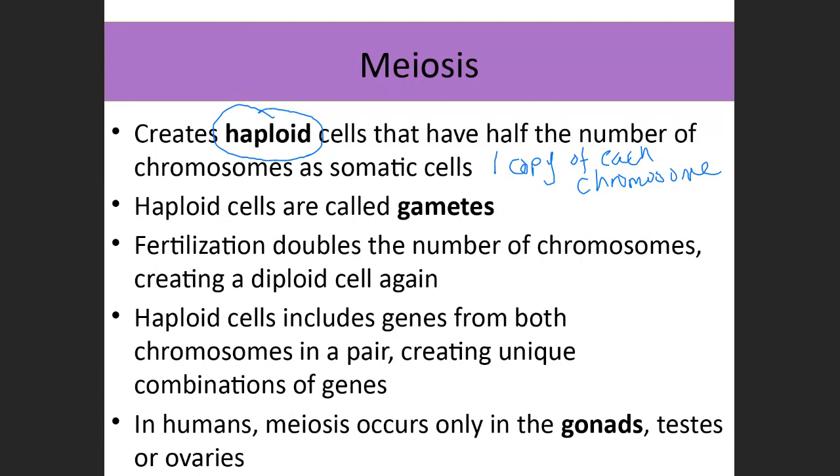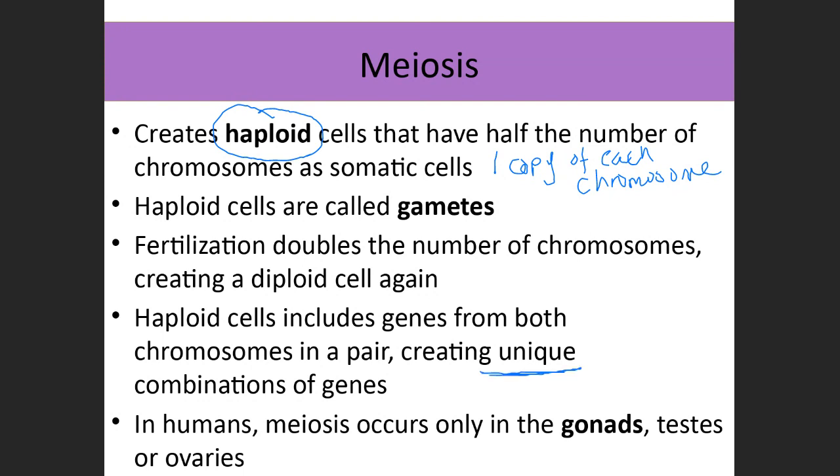Okay, so our haploid cells include genes from both chromosomes in a pair. So they're unique, right? The eggs don't have only the genes from one of your mom's parents, and your dad's sperm didn't have genes only from one of his parents, right? It's not like you look exactly like your grandpa from your dad's side and your grandma from your mom's side, right? It's a total mush of different genes, which is why you and your siblings don't all look identical. The genes get all mixed up during meiosis. So every egg and sperm is unique.